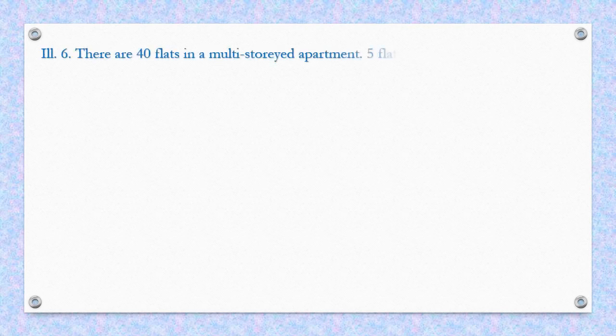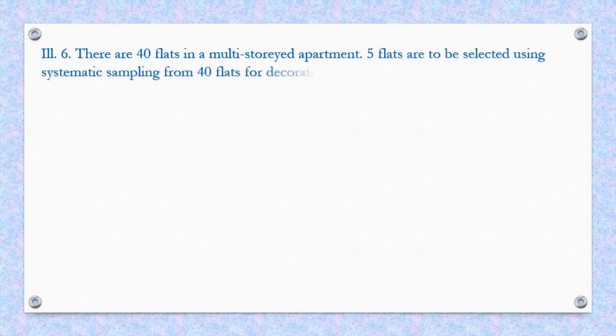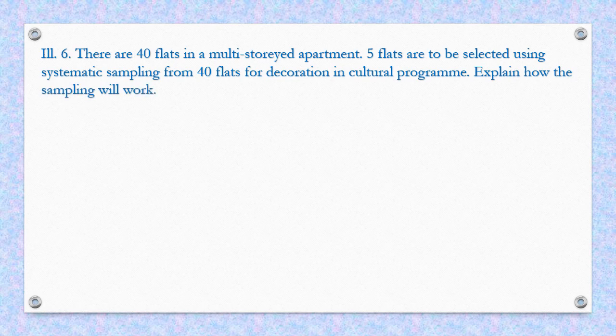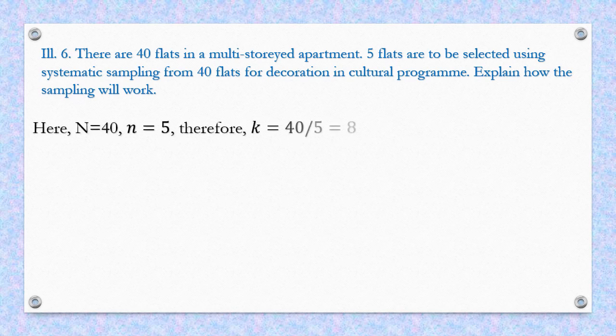Illustration 6: there are 40 flats in a multi-storied apartment. 5 flats are to be selected using systematic sampling from 40 flats for decoration in a cultural program. Explain how the sampling will work. First of all, we have a total of 40 flats and 5 are to be selected. So the sampling interval will be K = 40 upon 5 = 8.